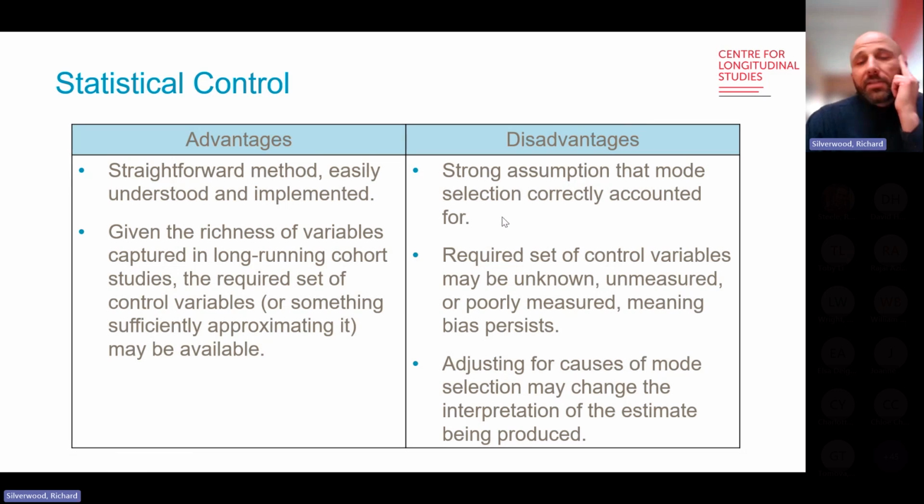However, there are some strong assumptions here. It's very difficult to ensure that we've correctly accounted for selection into mode. The control variables that we need to do this may be, as I said, unknown, potentially unmeasured, or just poorly measured.